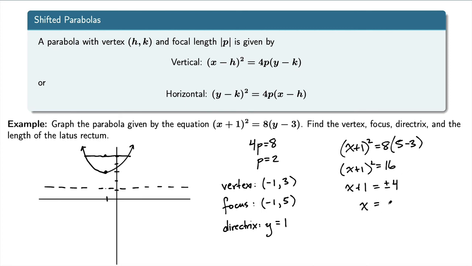We get x equals, well, if we take negative 4 minus 1, we get negative 5. And if we take positive 4 minus 1, we get 3. And the length of the latus rectum, well, that's just the distance between those two numbers, which is going to be 8. And you'll notice that that's simply double the number we got after taking the square root, and that's always going to be the case.